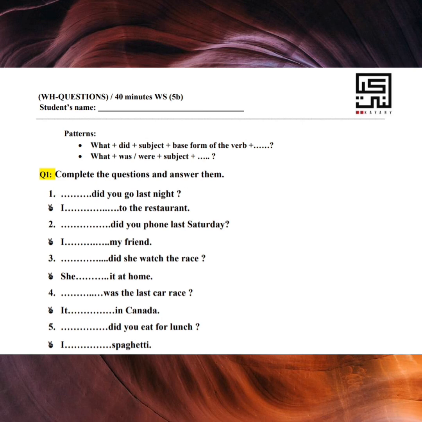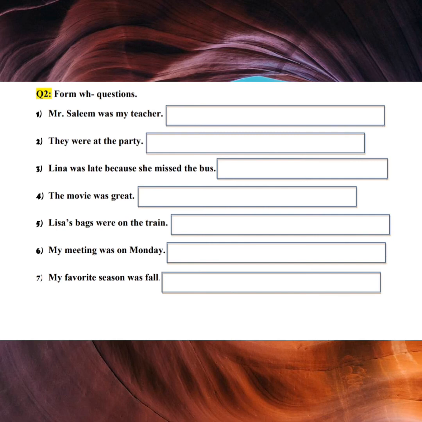And now let's move to the second exercise where you have to form WH questions. It's up to you to choose any phrase to ask about, okay? Let me solve the first one and choose my teacher. My teacher is a kind of people. So I should use who to ask about it. Who was Mr. Salim? Well, that was the first part of your required worksheet. It is really easy if you watch the video carefully. Thank you.